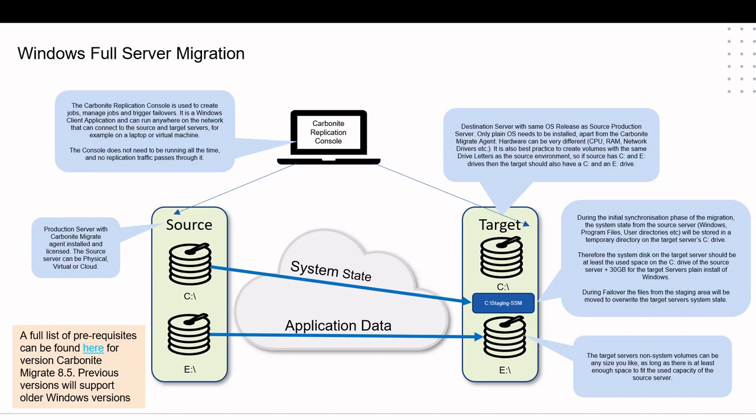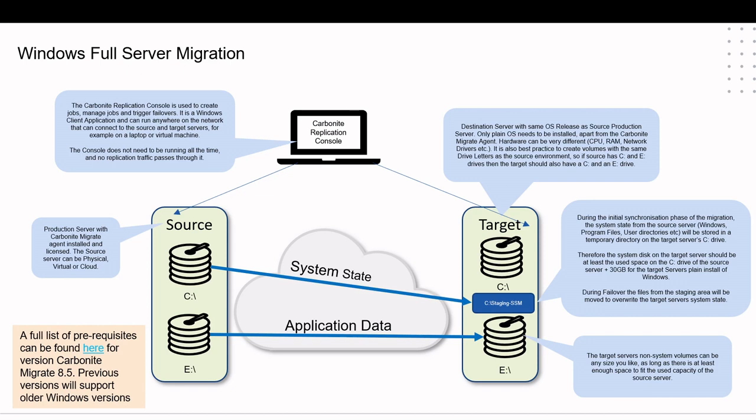I'm a solution consultant at OpenText, and I specialize in high availability and migration using Carbonite Migrate and Carbonite Availability, formerly known as DoubleTake. Today, I'm going to show you how to migrate a Windows server from a VMware ESX environment to an Exoscale Cloud environment.